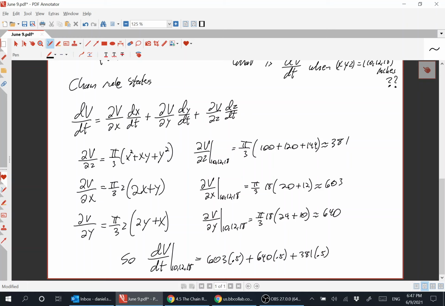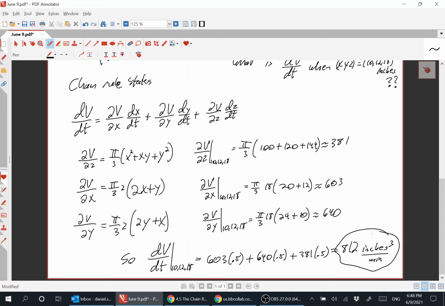So 640 plus 603 plus 381, all that divided by 2. So 812 inches cubed per minute. All right, so the rate of change of volume is 812.